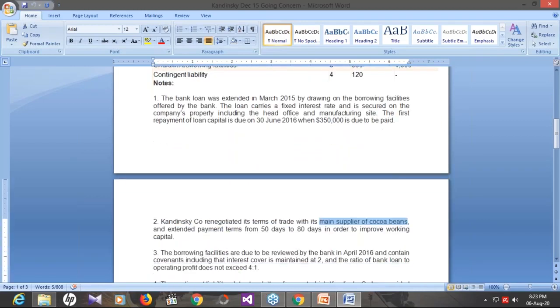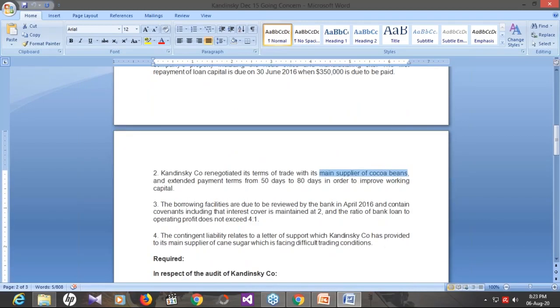So this is not enough if something goes wrong, if the main supplier of the cane sugar is facing difficult trading conditions, so we are providing them financial support. We need to understand why Kandinsky gave this financial support to their main supplier, whether it is a strategic decision or they don't have any other supplier. We need to understand what the strategic reason behind it is.